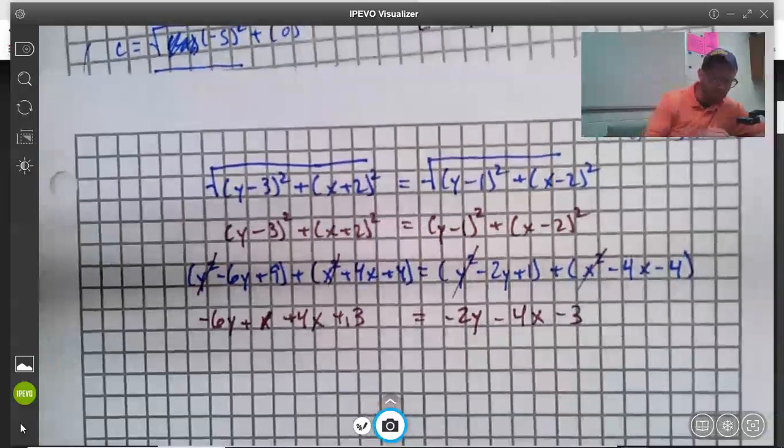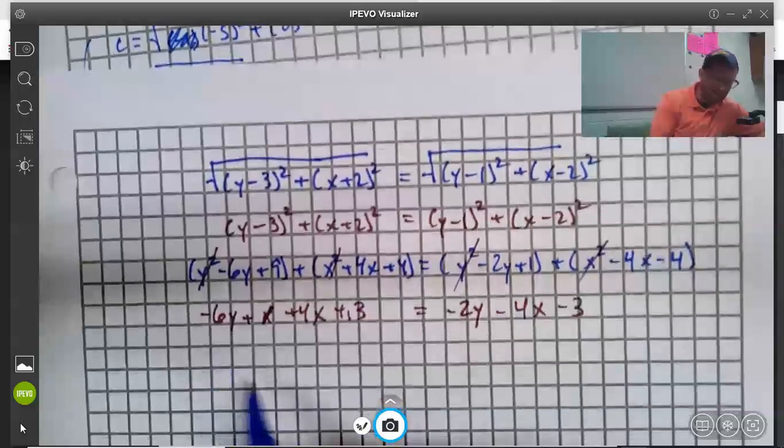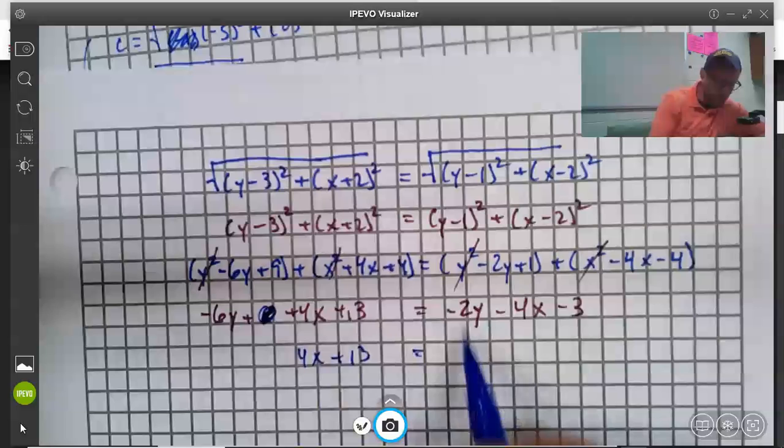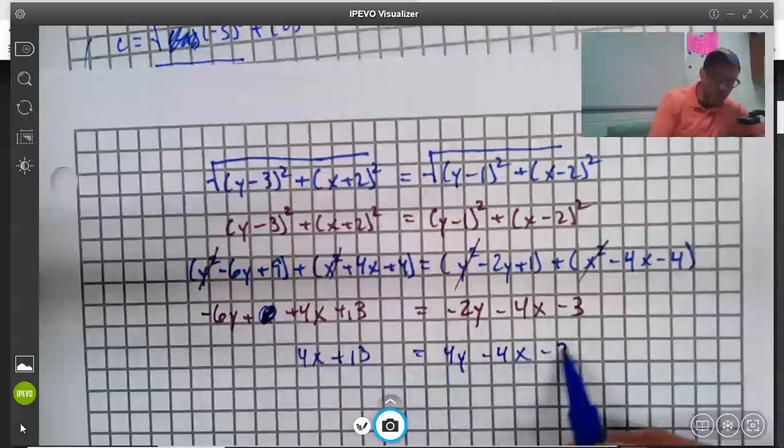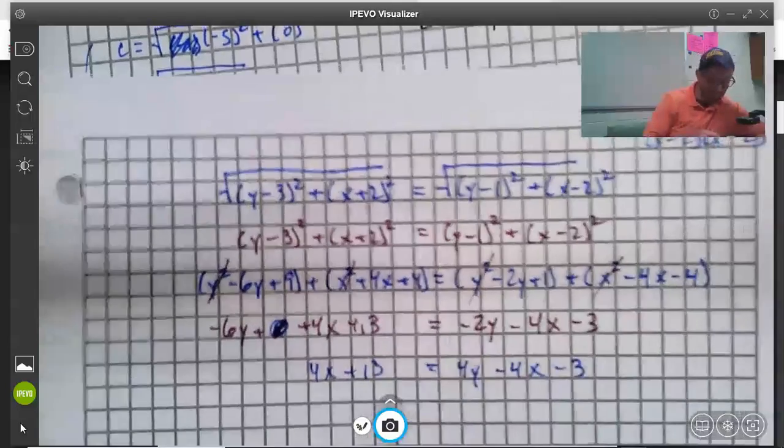Alright, let's add 6y to each side. So that's going to leave us with 4x plus 13 equals 4y minus 4x minus 3.